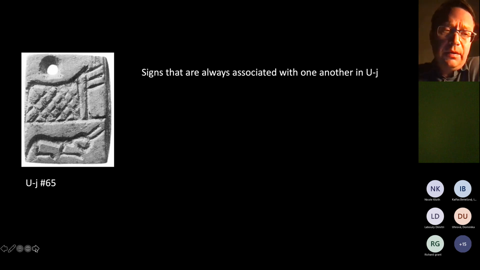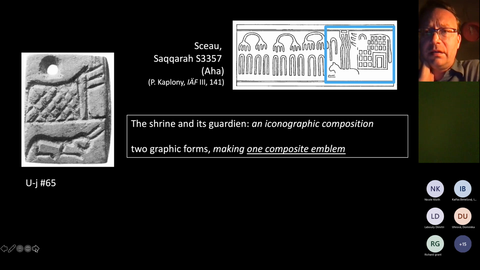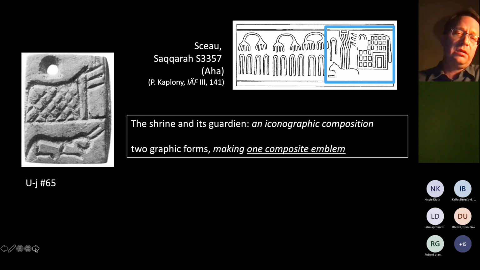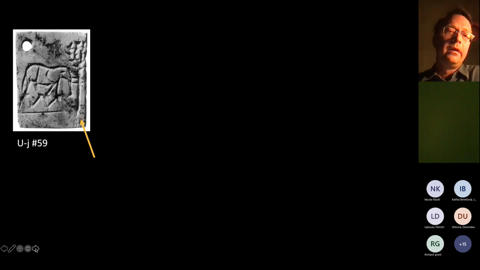So, for example, here we have two signs that are together, but these are part of a group of signs that are always coming together. They are always forming a pair. And like 150 years later, you have again this zoomorphic shrine associated not with a recumbent elephant, but with a feline animal of some sort. So it's a different animal at that time. But each time, it's really the shrine and its guardian. So it's an iconographic composition. You have two graphic forms that are discrete, but that are making together one composite emblem.